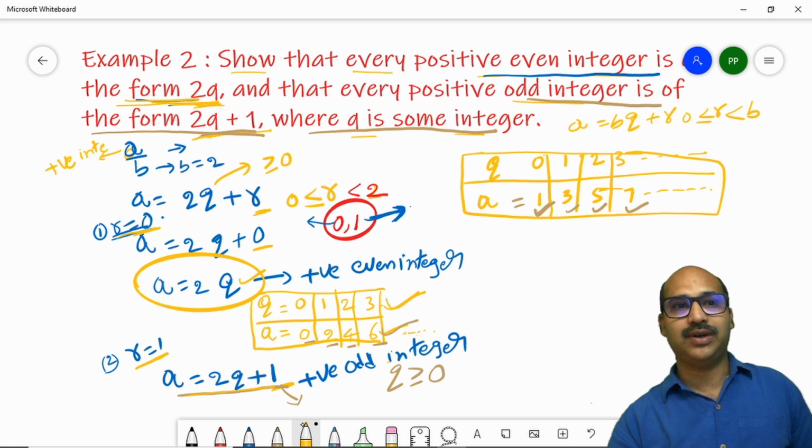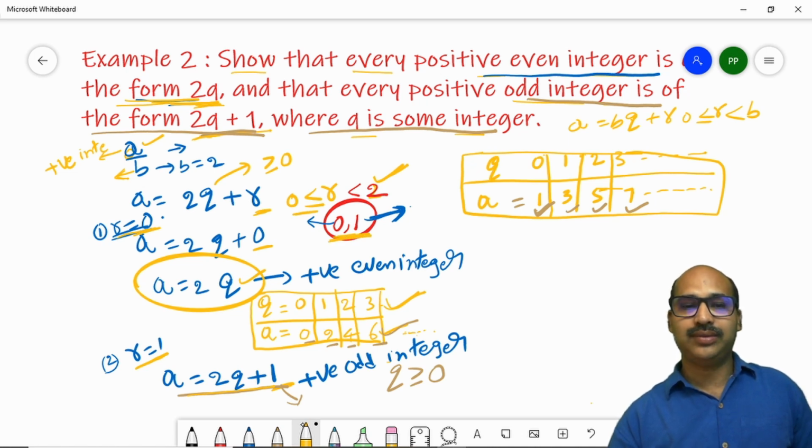So from where we got this 2? Here a is the dividend, 2 is the divisor. When 2 is the divisor, the possible remainder must be less than 2 and greater than or equal to 0. So possible remainders are 0 and 1. Now if remainder is equal to 0, that is one case; remainder equal to 1 is another case. So this is how we have to solve these kinds of problems.